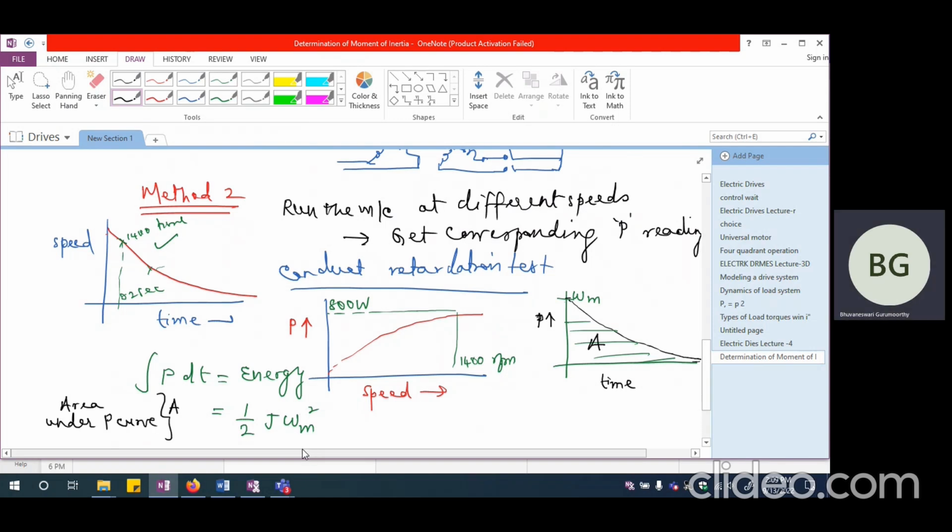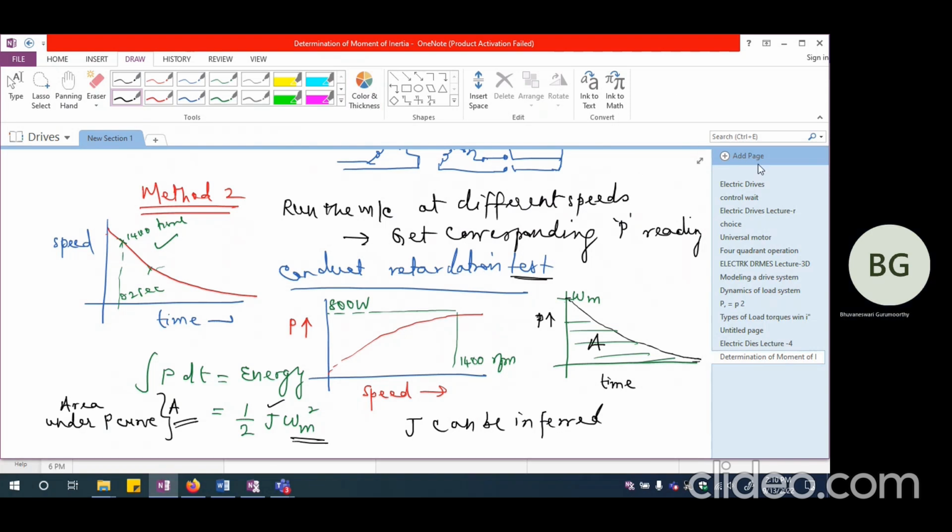So from this, we should be able to get what is J, because we know what is omega m. We have already calculated what is A. So J can be inferred from this as well. So these are two methods which can be used to calculate the moment of inertia experimentally from a drive system. But in either case, it is very important to conduct a retardation test. Without the retardation test, it will not work. The retardation test is a very, very important test that needs to be conducted for getting the moment of inertia.